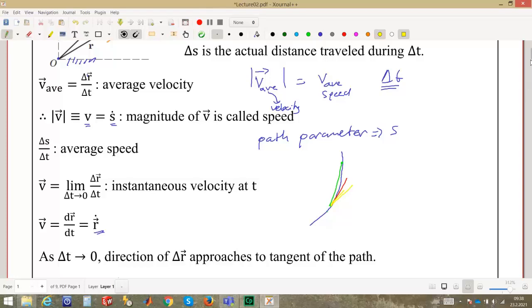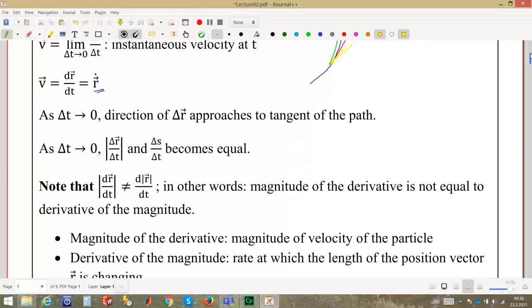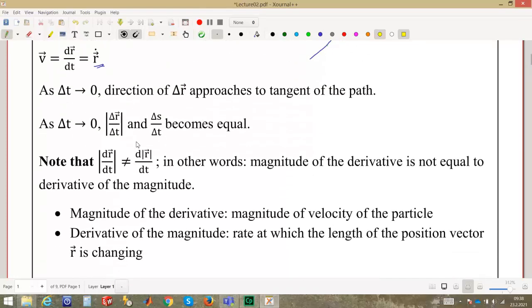And from now on, we're not going to really talk about instantaneous velocity. If we just say velocity, that means the instantaneous velocity, and it will be always tangent to the path. And as delta t is infinitesimally small, then the magnitude of this vector derivation will be equal to the derivation with respect to the path parameter. So delta, like I said, delta r, oops, this is not a good color.